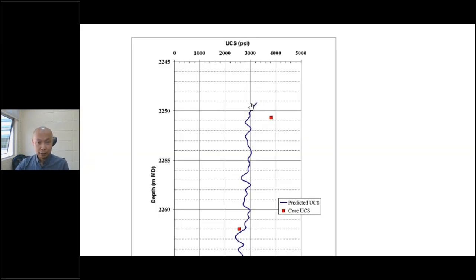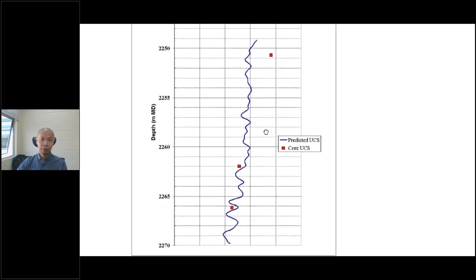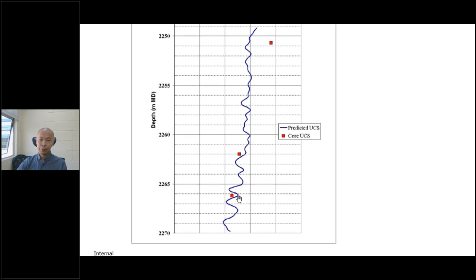All right, so the continuous line is the predicted UCS from our model. The red square you see here is the UCS data. We are going to use the UCS as our calibration point, basically. The best model is the one that can match the UCS, which does not always happen.